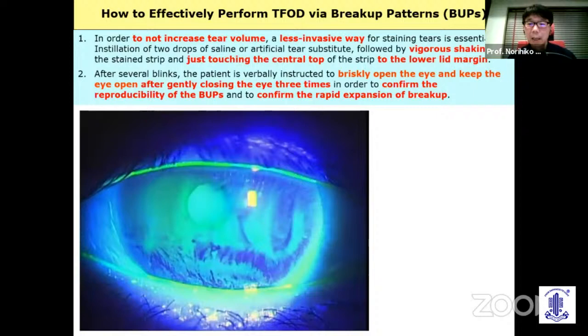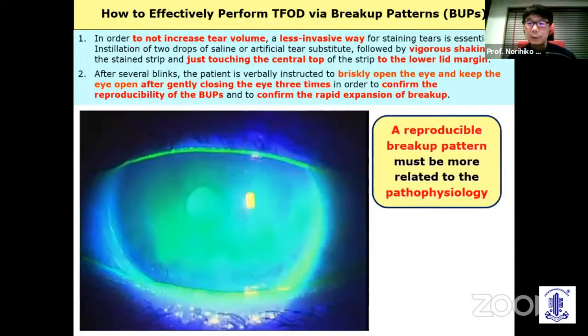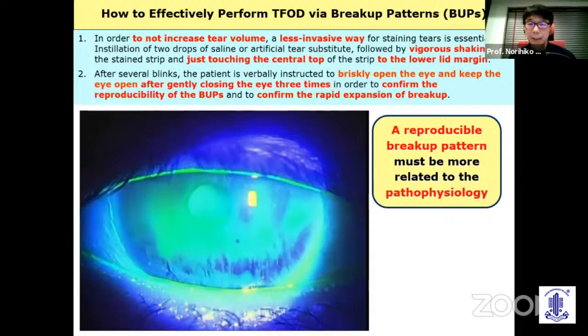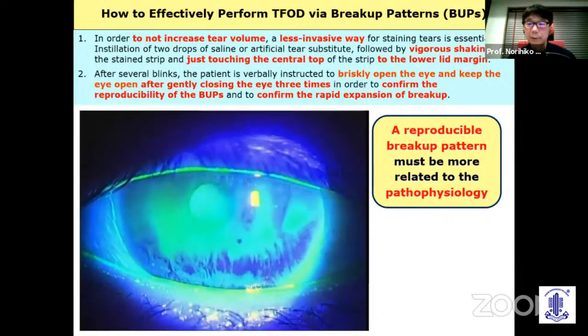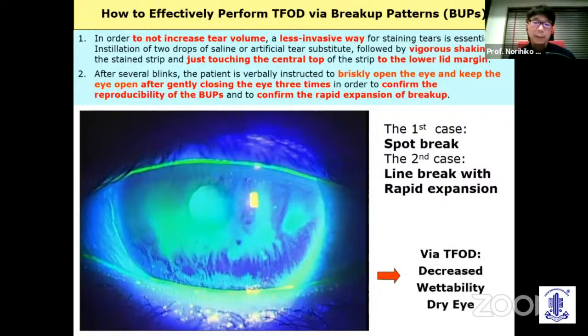Please note, a reproduced breakup pattern must be more related to the pathophysiology. The first case corresponds to the spot break, and the second case corresponds to the line break with rapid expansion. Via TFOD both correspond to decreased wettability dry eye.